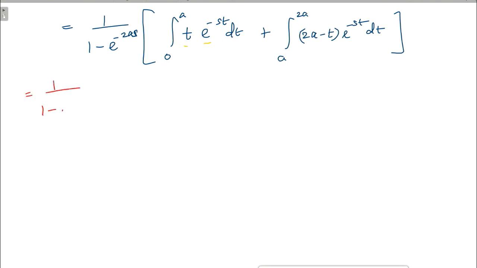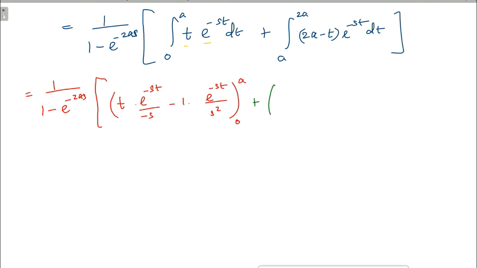1 by 1 minus e power minus 2as. If you integrate, you may get t into e power minus st divided by minus s, minus 1 into e power minus st divided by s square. If you integrate the first integration, you may get like this. The second integration, you will get (2a minus t) into e power minus st divided by minus s, minus of minus.